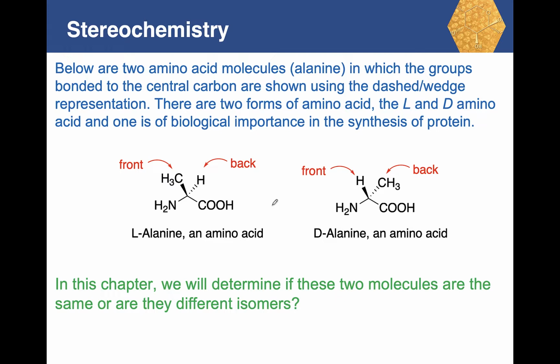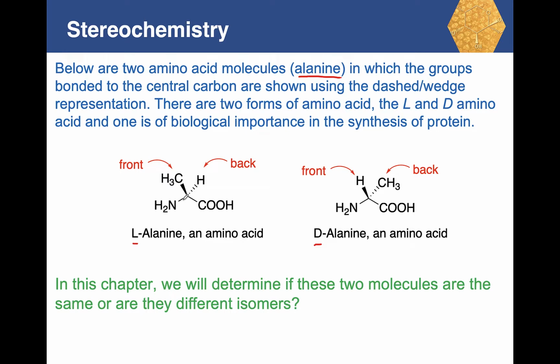So below are two amino acids. We're all familiar with amino acids. They are the building blocks of peptides and proteins. These particular amino acids are alanine. And I'm sure we are familiar with L amino acid and D amino acid. So we have L-alanine and D-alanine. They are both the same amino acid in terms of molecular formulas. So the question now is, are they the same or are they different?